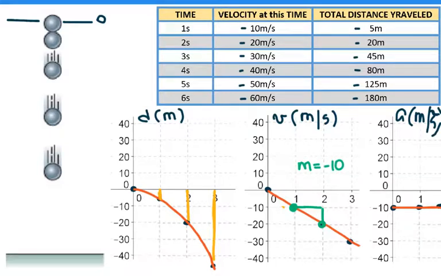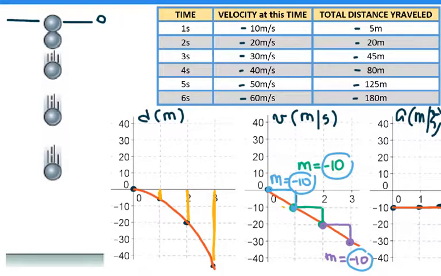If I look at the next slope, right here, my rise is still 10 and my run is 1, and it is a negative slope. So the slope here is -10. And if I look at the beginning, between these 2 points, my rise is 10 and my run is 1. So I still get a slope of -10. So the velocity graph slope represents acceleration. So this is showing what your acceleration is.